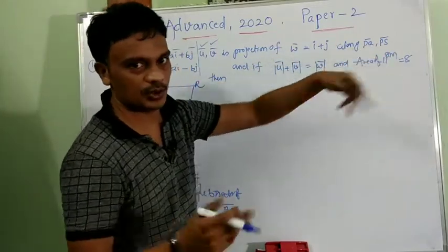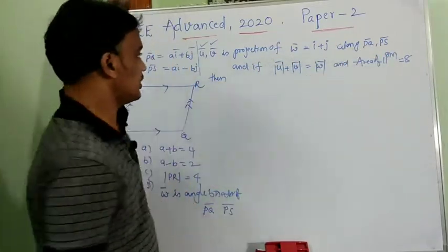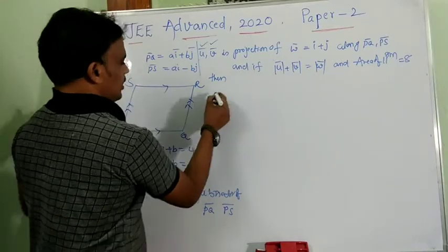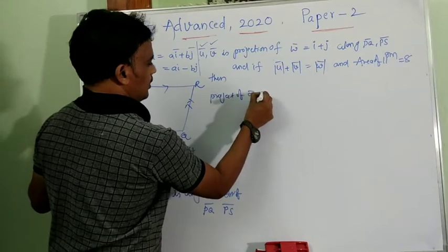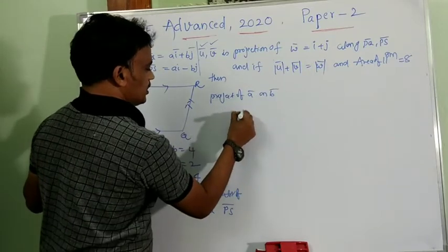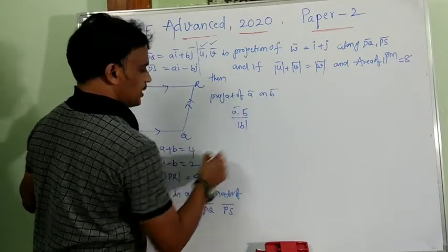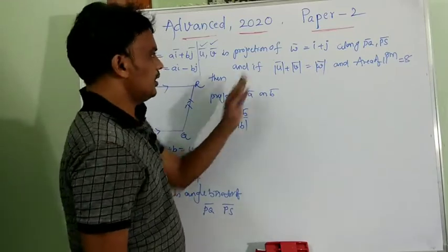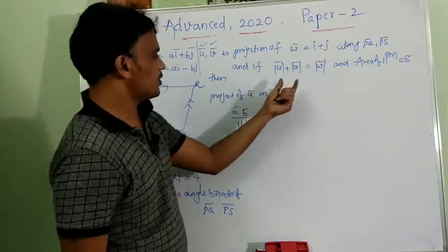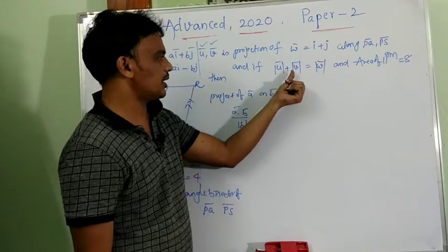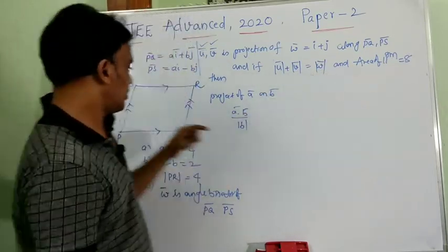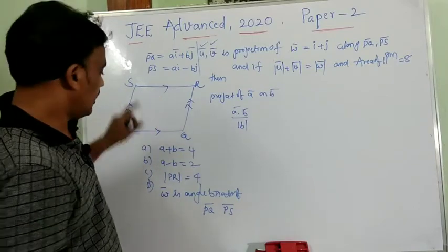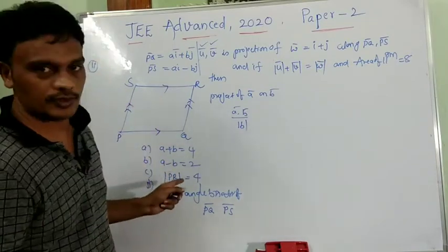So we have a formula. What is the projection of A on B? Generally, it is A dot B divided by the magnitude of B. I think you got the formula. And one more condition we are going to use: the magnitude of U plus the magnitude of V is the magnitude of W, and the area of this parallelogram is 8. Of those, which of the following options holds?